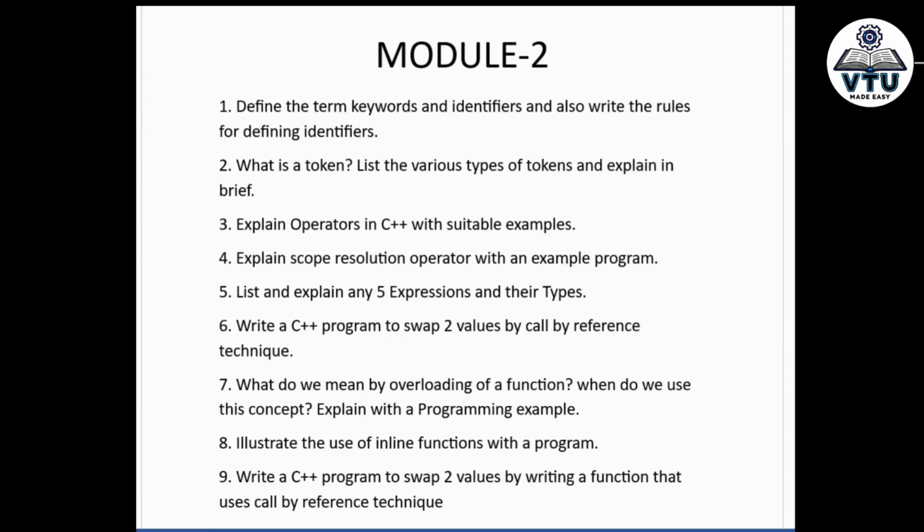Next, coming to the second module, define the terms keywords and identifiers and also write the rules for identifying identifiers. This is a very important question. What is a token? List the various types of tokens and explain in brief. Explain operators in C++ with an example. Explain scope resolution operator with an example.